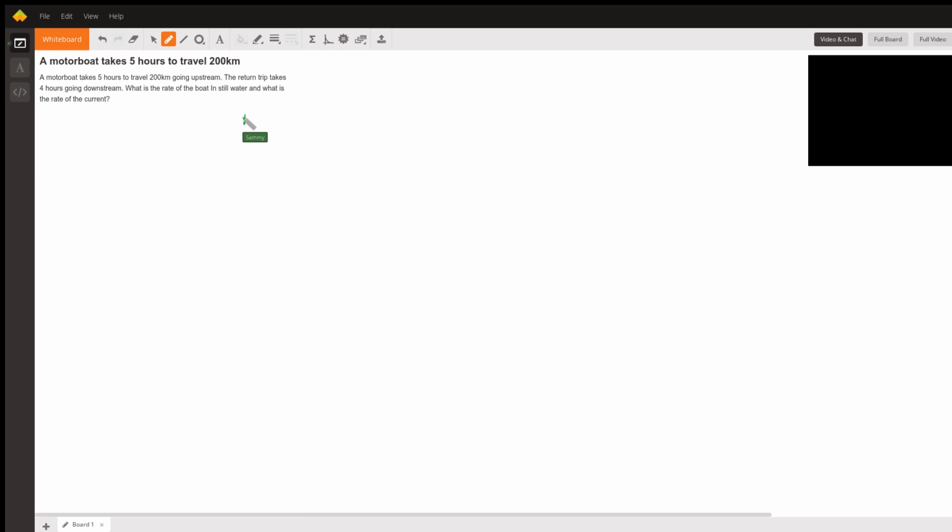Let's say we're going from point A to point B. We know the distance is 200 kilometers, so D equals 200 kilometers. And the time to go from point A to point B, we know, is equal to 5 hours.